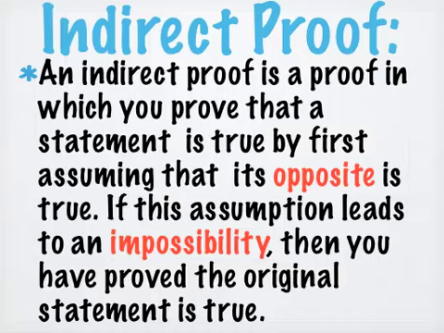what we're going to do is take the opposite of that, and we're going to prove that that is impossible. By proving that that is impossible, in turn we've proven that what we are trying to prove is in fact true.